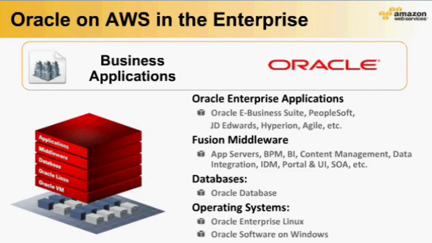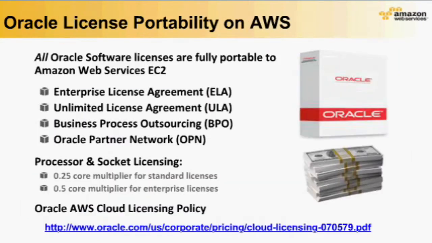On the subject of licensing, we make it very easy, and basically we have license mobility for Oracle licenses. So if you're using ELAs or ULAs or even the BPO program, you can move those licenses from on-prem to run on AWS. The same way that you would license an on-prem server is exactly how you license it on AWS. We use the same core multipliers, so for Standard Edition licenses, for every 4 processors you require 1 license, and for Enterprise Edition it's for every 2 you need 1 license. For more details, there is a URL on this slide, or you can just Google Oracle Cloud Licensing for more information.